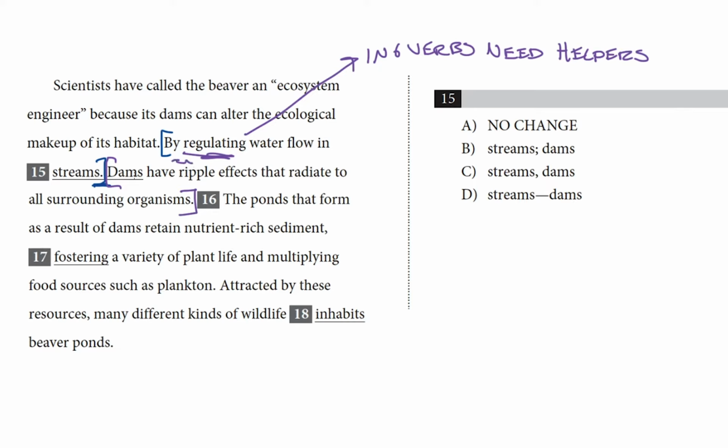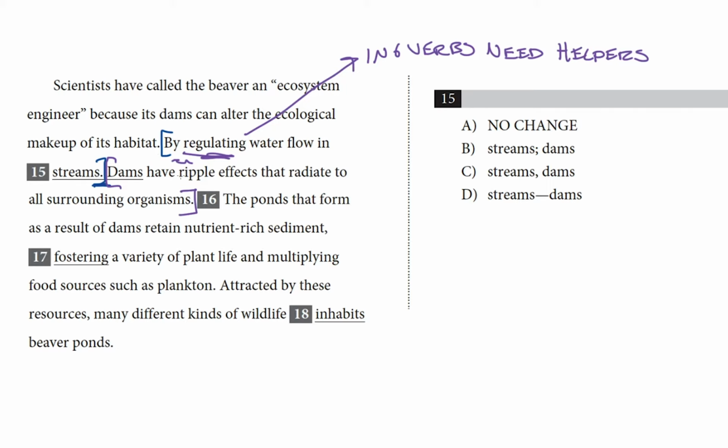So this first chunk here, that is a sentence fragment. It can't stand on its own as a sentence. It leaves us hanging. By regulating water flow in streams, yes, what? What happens next? The sentence doesn't say, and that means that it's an error we have to fix. Cool, so we've identified that first chunk, that's a sentence fragment. What about the second chunk? Is that its own sentence?